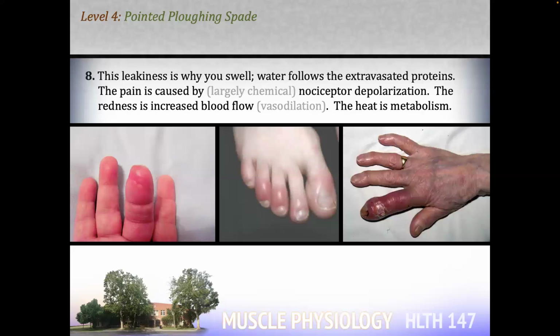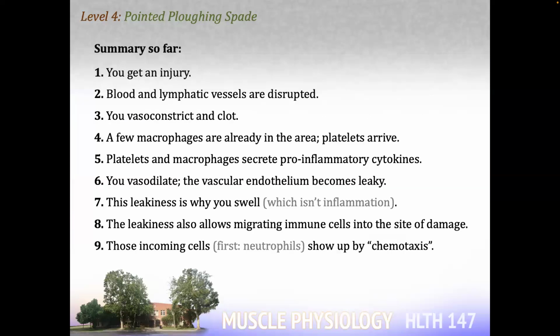If you take someone's knee and just inject a few cc's of saline into it, you'll see a loss of function. So you know how to explain the swelling, you know how to explain heat and pain and redness, and you know how to explain the dysfunction. Here's our summary of everything we have so far. You're injured, the vessels break, you leak, you vasoconstrict and clot. Platelets and macrophages, especially platelets, initiate a pro-inflammatory response: chemotaxis, vasodilation. The vasculature becomes leaky, not injured again, but just porous. Then those proteins and cells get out into the surrounding tissues. You're depolarizing nociceptors, water follows, and that's your swelling.